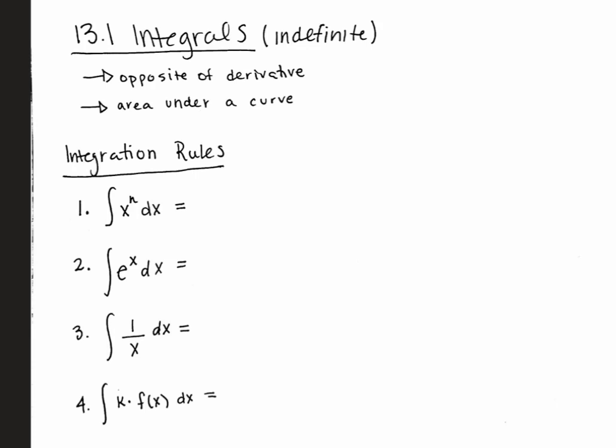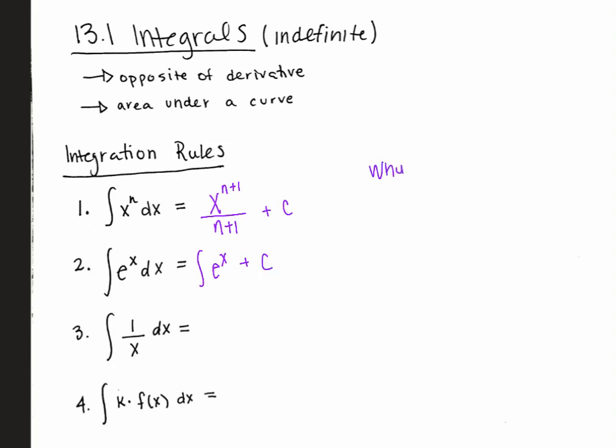The first one is the most common one that you're going to use, the power rule for integration. If you're taking the integral of something to a power, then you add 1 to the exponent, and then you divide by that new exponent. The integral of e to the x is e to the x. Now all of these, since they're indefinite integrals, you need to put plus c.